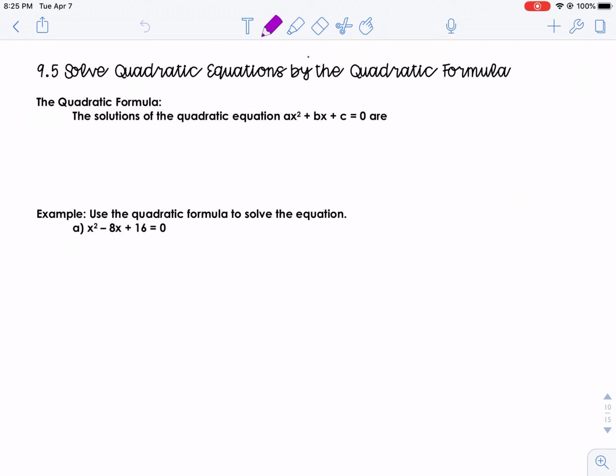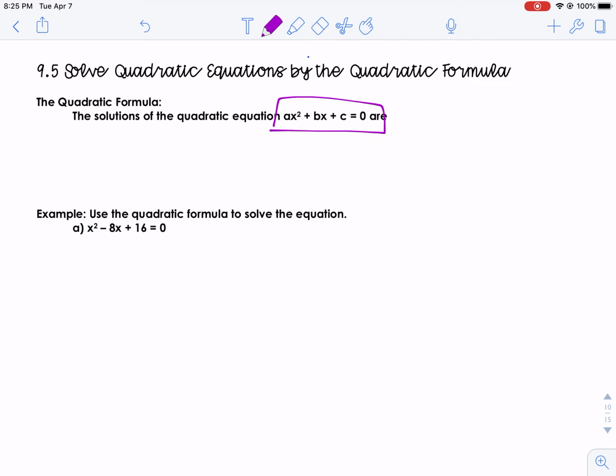All right, this is lesson 9.5, which is solving quadratic equations by the quadratic formula. This is the last method for solving quadratic equations that we will learn in this chapter. So we're going to be looking at, again, solving these equations. They're going to be of the form ax squared plus bx plus c equals 0.